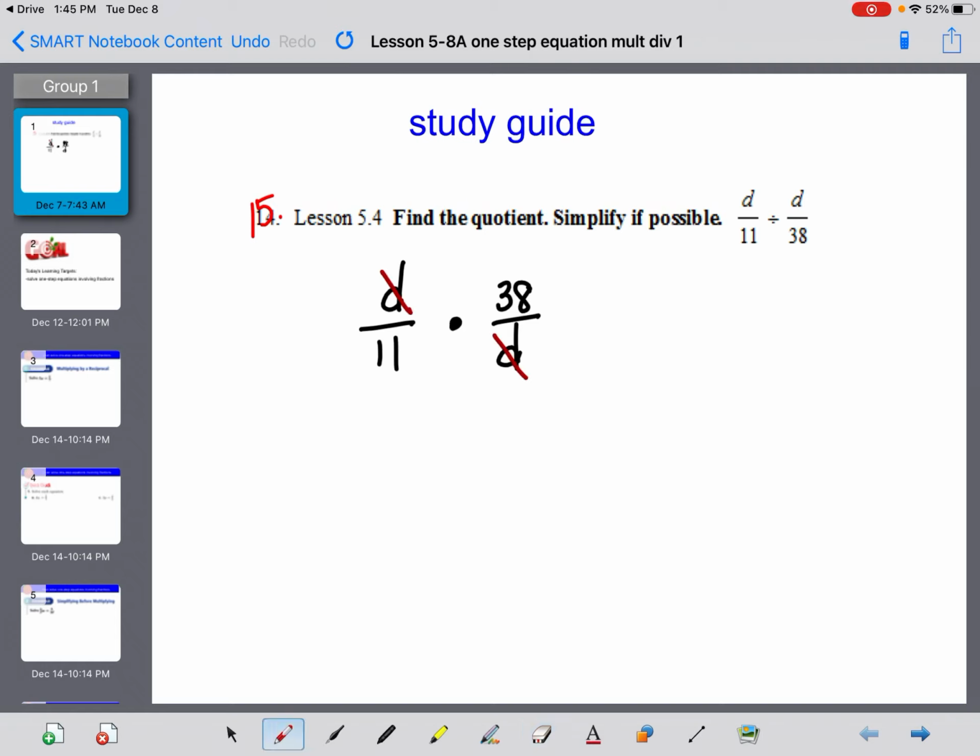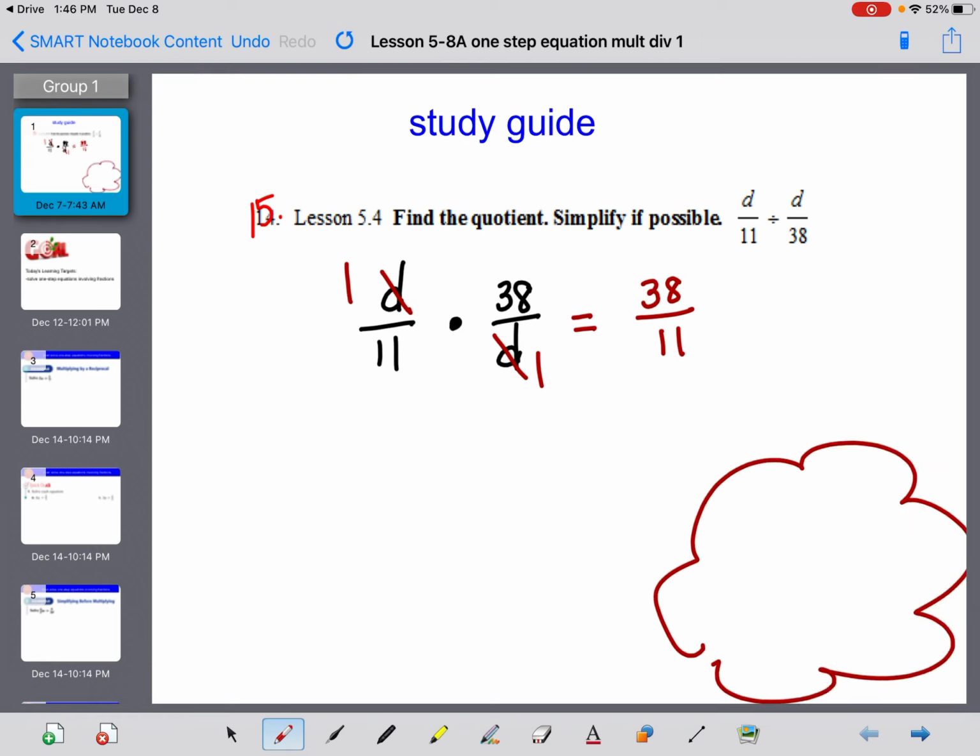Now I learned that I can simplify before I multiply. D and D have a common factor of D, and so they equal 1. 11 and 38 do not have any common factors, so I multiply across. 1 times 38 is 38. 11 times 1 is 11. Now, 11 goes into 38. This is improper, isn't it?